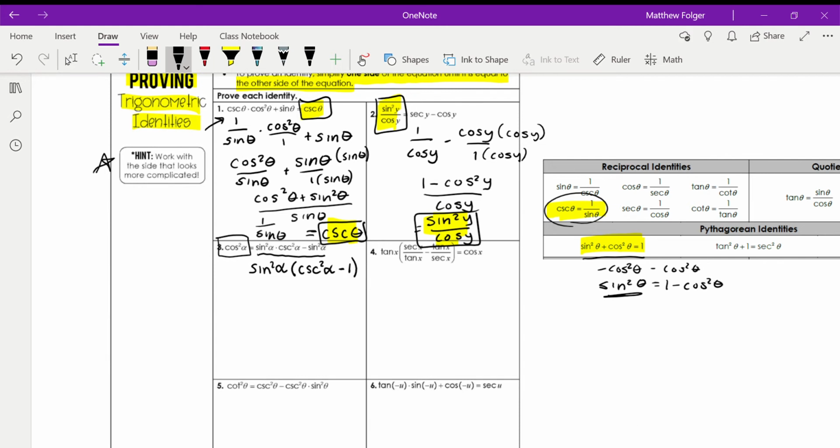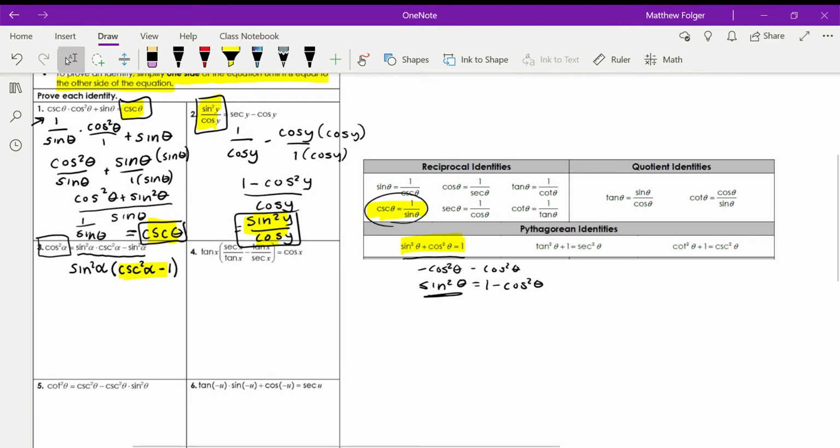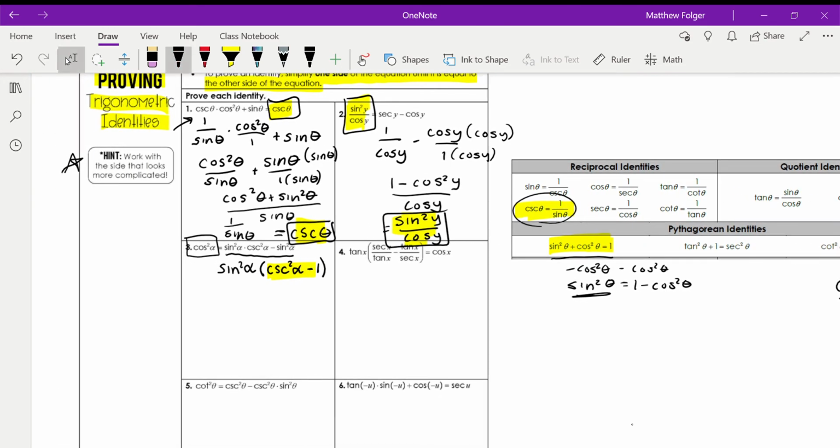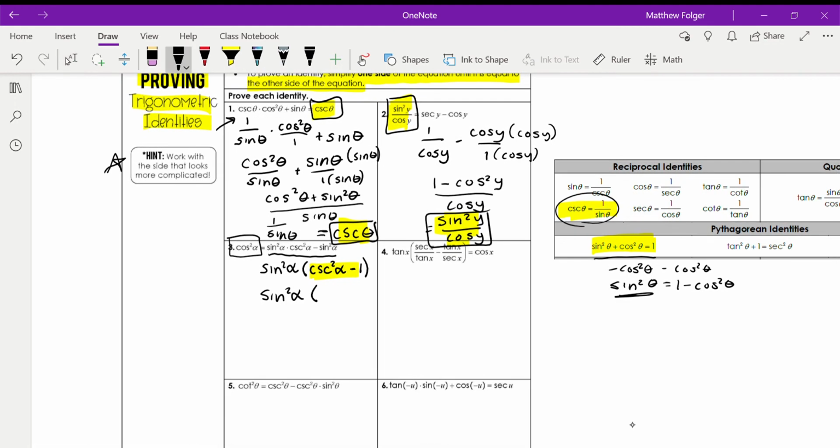Hopefully you notice at this point that we have a trigonometric identity. We have this guy right there, cosecant squared x minus 1. Now going over to our identities, cosecant squared x minus 1, if I subtract 1 from both sides here, is equal to cotangent squared theta. So I can now turn this into sine squared alpha times, what was it? Cotangent squared alpha.